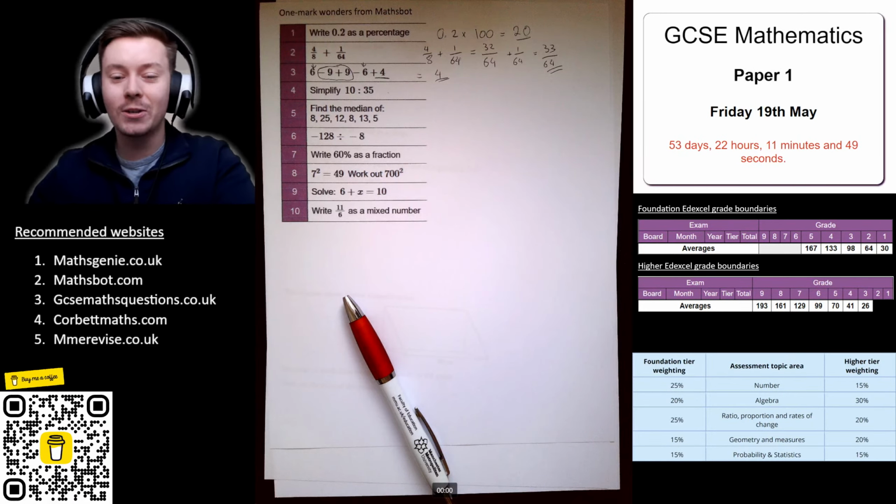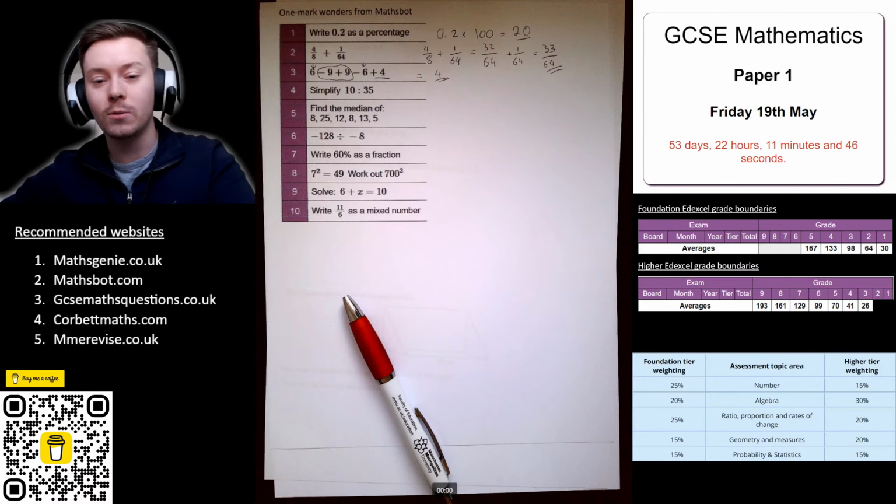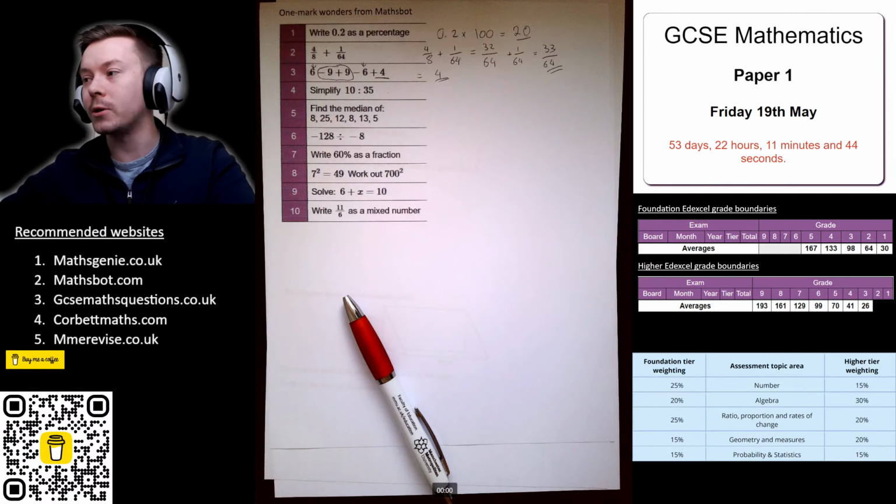0.2 to percentage, decimals to percentages. You need to times your decimal by 100 to get it into a percentage.